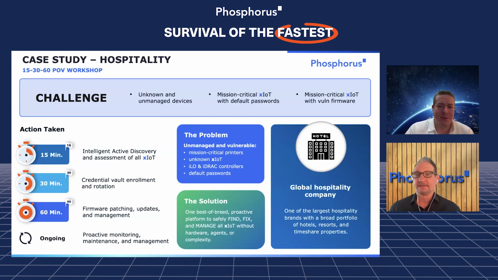And you can see the challenges, which are pretty typical across a lot of these. I don't know my devices. They're unmanaged, they're unknown. I've got mission critical devices that I believe are deployed with default credentials. I've got mission critical devices with unpatched firmware and vulnerabilities. And you can just see some of the things we did in a very short amount of time, from a hotel perspective, right?